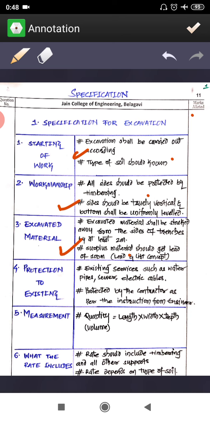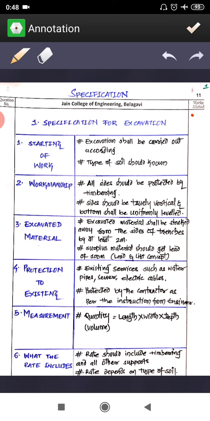Then next we are going to the excavated materials, what you are going to do with the material which you excavate out. Here the excavated material shall be stocked away from the sides of the trenches, at least 2 meters away, and heaped there. Whatever surplus material there is, you should lead it away for 100 meters. That is the concept of lead and lift, right? A lift of 2 meters and a lead of 100 meters. You can even use the surplus material for plinth filling also. That is also a very important thing.